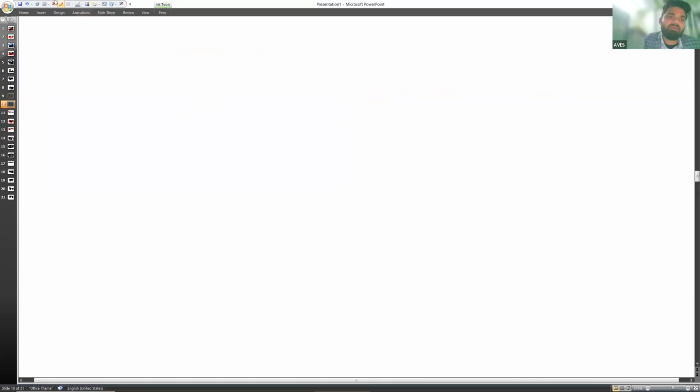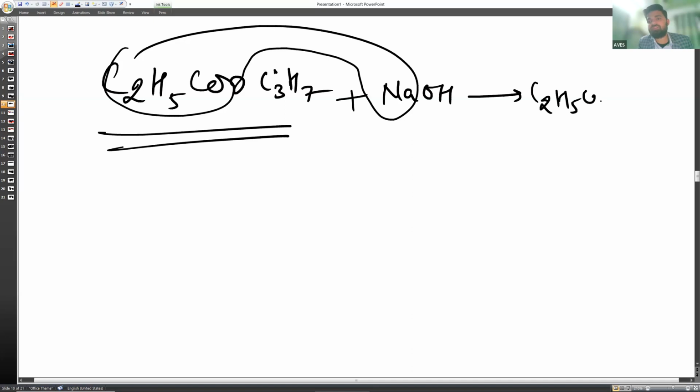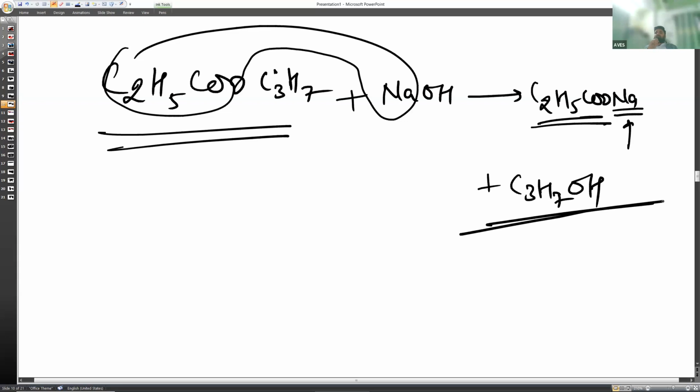For example, if I take C2H5COOC3H7, this is an ester. If you treat it with NaOH, it will give you C2H5COONa, the sodium salt of a carboxylic acid, plus what it is going to give you, C3H7OH. This is the alcohol. This is the group that gives you the alcohol here. So this is the respective alcohol.